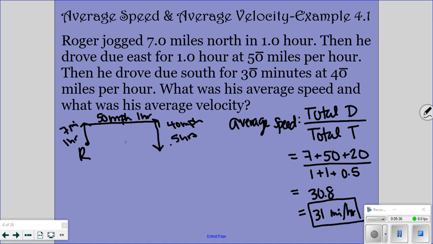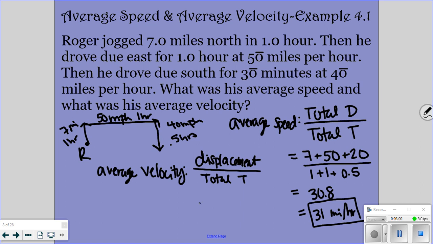Okay, for this next one, the average velocity. You're going to do the displacement divided by the total time. So the displacement is the part we're going to have to figure out. The time did not change. It's still going to be 2.5 from this 1, 1, and 0.5, or 60, 60, and 30, a total of 150, whichever one you want to do.